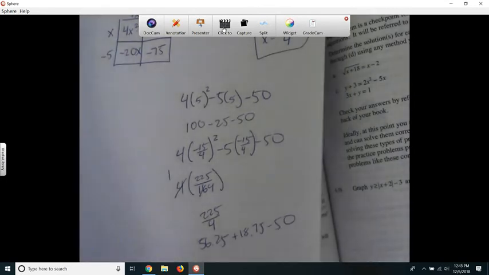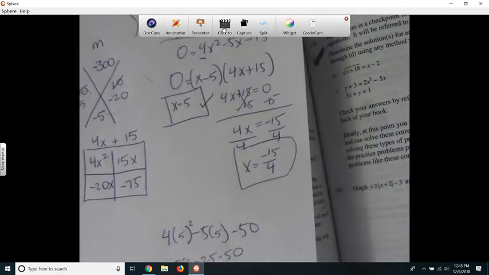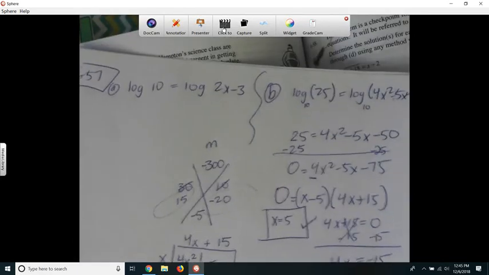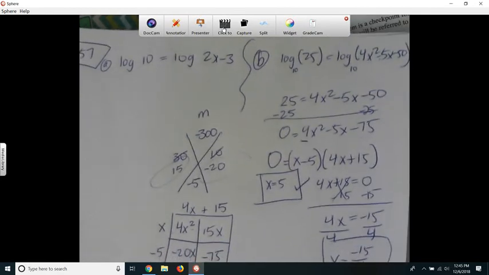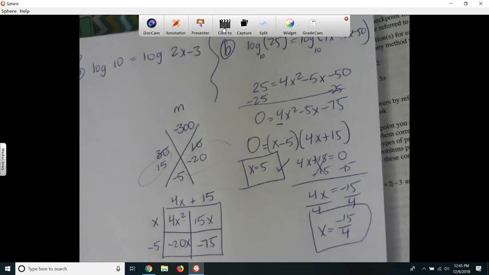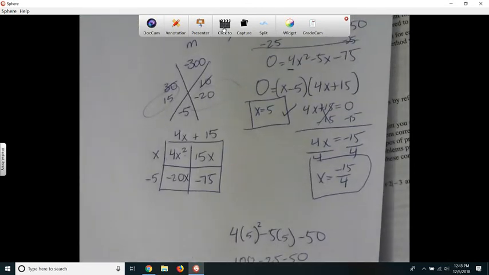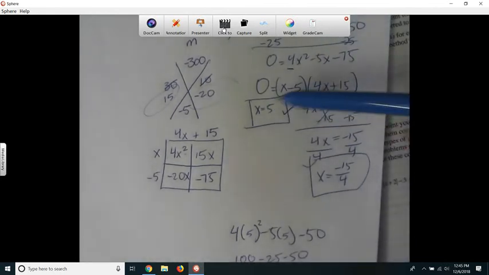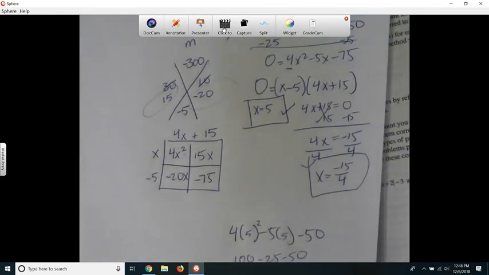Both of the solutions that we got actually work. Sometimes that's not the case. I don't know if you guys have come across that. Has anyone ever come across the case where you find out what x is, and then you plug it in, and maybe you got two x's, but one of them didn't work? Yeah, some people have seen that. So on this problem, though, we checked them both. The answer is x equals 5 and x equals negative 15/4.